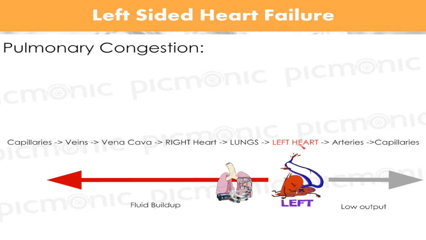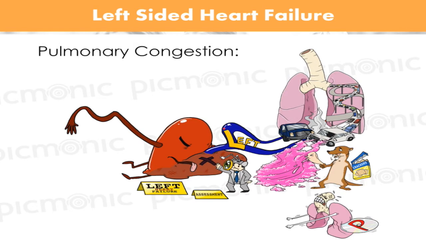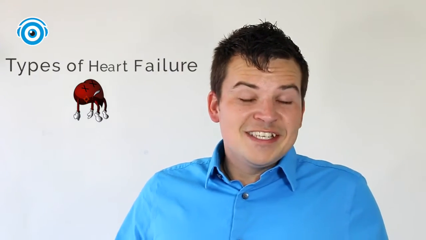So then you can easily see here, with the left heart being dead, our little Picmonic character, well then the fluid and all the signs and symptoms, almost everything you're going to see, is all inside the lungs. It all backs up right there in the lungs. It's super simple because there's a low output on the other side. So let's move on to right-sided heart failure.